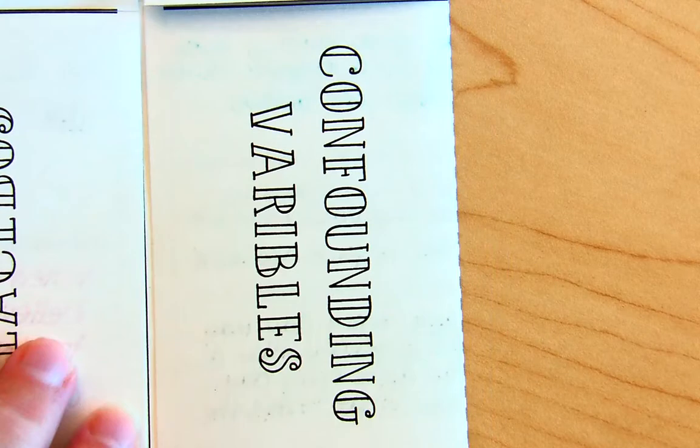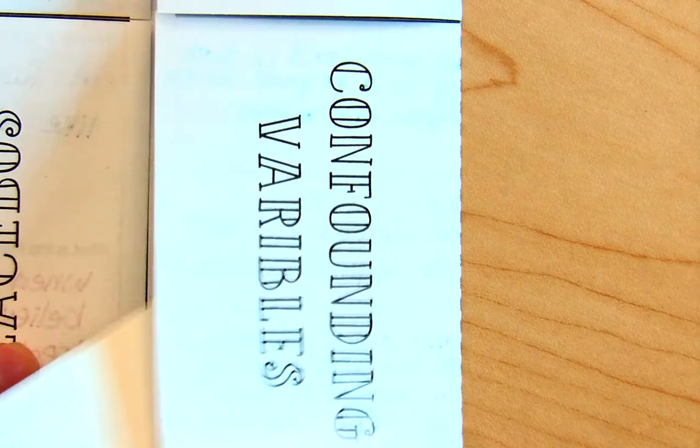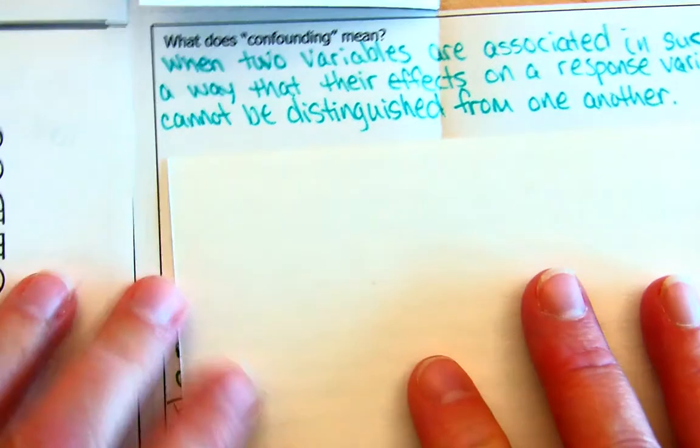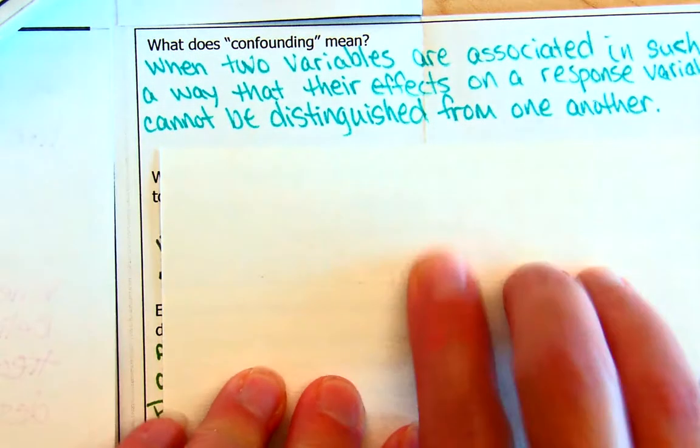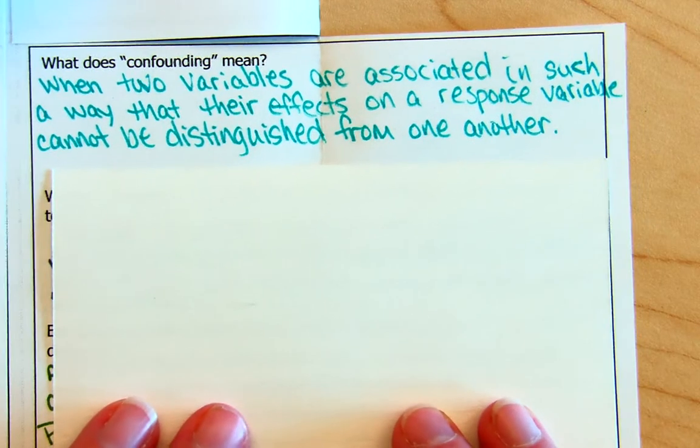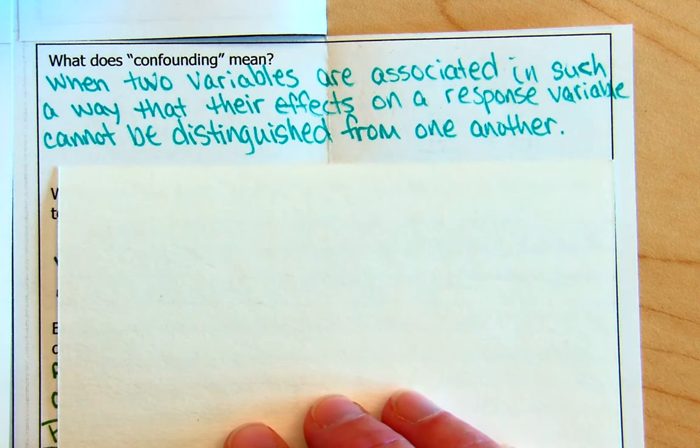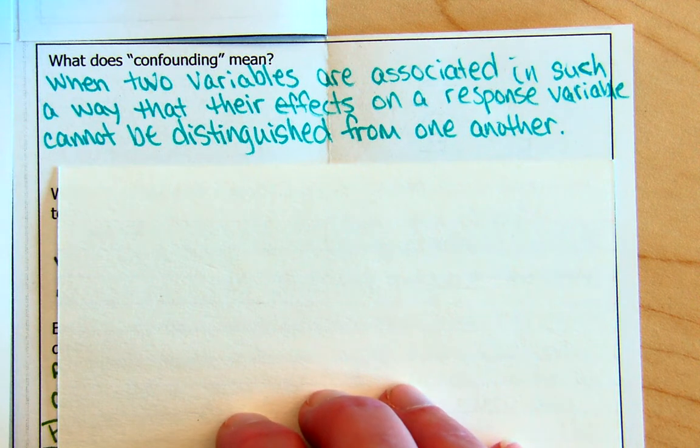Confounding variables. This is something we try to avoid as much as possible, but sometimes they happen. This is when two variables are associated in such a way that their effects on the response variable cannot be distinguished from one another.